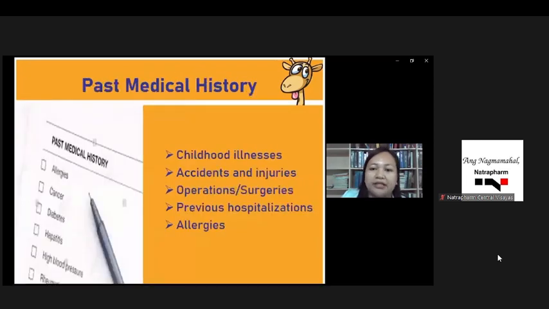So the past medical history includes data about the previous illness, the accidents or injuries, surgical procedure, previous hospitalization, and presence of allergies.